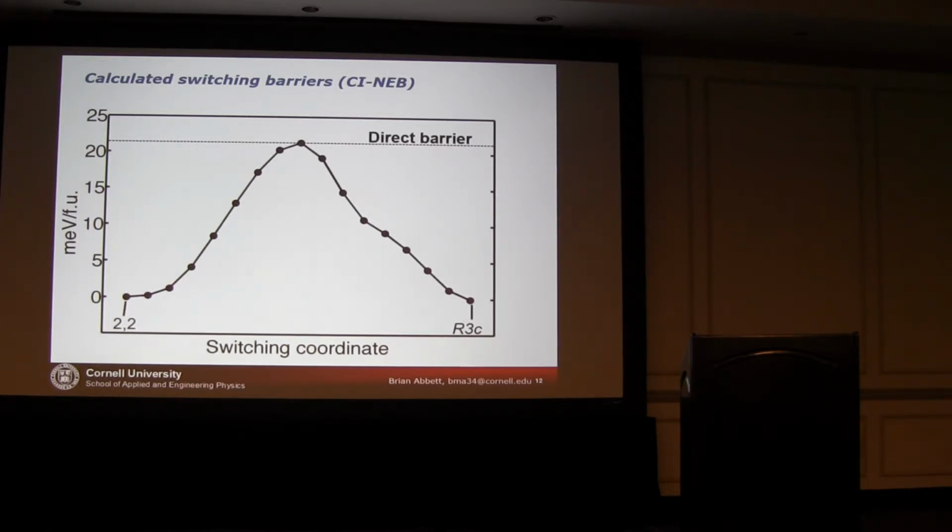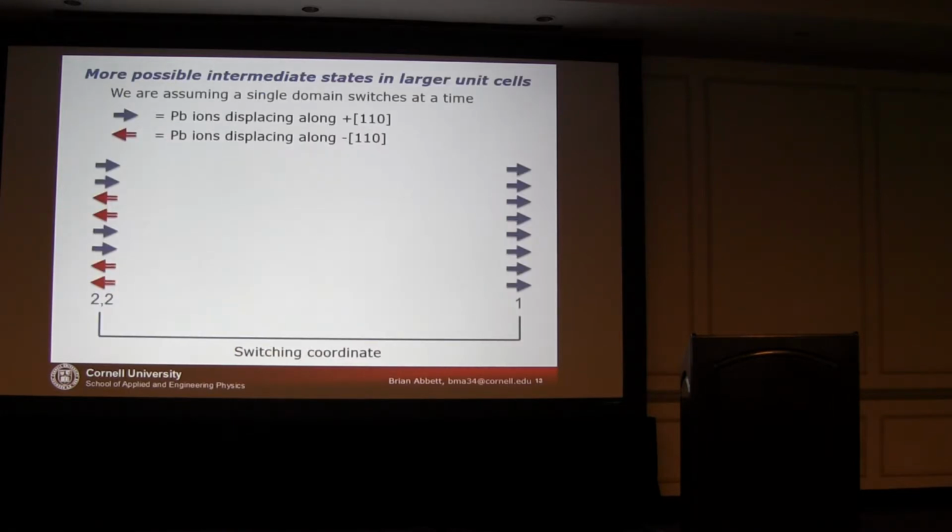The switching barrier is around 21 MeV per formula unit. If I instead allow it to go through this intermediate state that I proposed, it lowers the barrier slightly, down to around 19 MeV per formula unit, so it's not a big decrease. But you can see that the barrier from 2-2 to 3-1 is now only around 10 MeV, and so is the barrier from 3-1 to R3C. So this suggests that as we switch fewer planes of lead cation displacements at a time, the migration barrier is going to decrease. So we thought, what happens if we take an even larger unit cell?